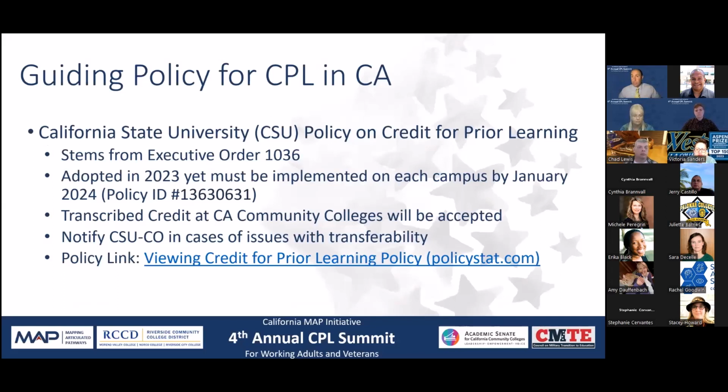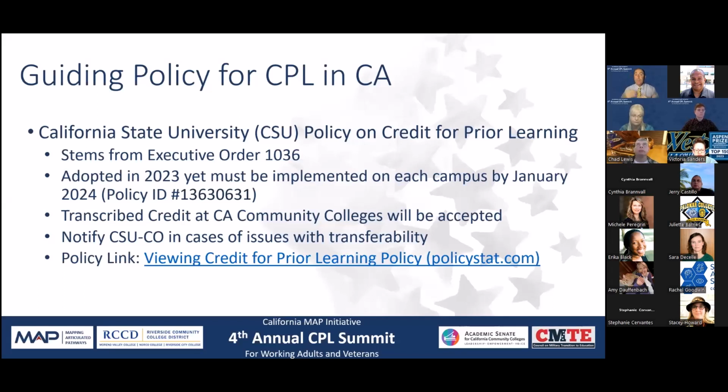There is a statewide CSU policy to accept our credit for prior learning for students that have partial or full general education certification or already have their ADT, and we applied that within the ADT. They are compelled, the campuses are compelled to accept that transcribed credit for prior learning if it is for a requirement, for a course, okay? So it stems from their executive order 1036. It is transparently open on the webpage, their policy link.